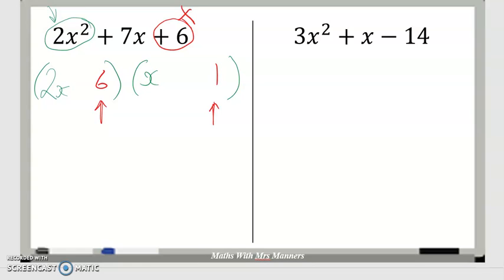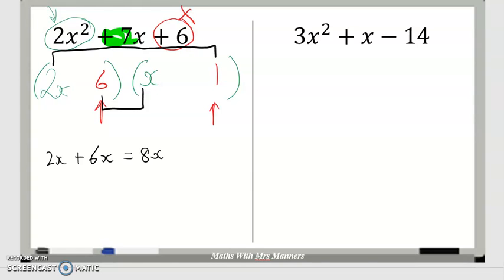All you have to do is check your choice. The way I like to do a check, and it's the same way as in the last video, is an outside-inside check. If I multiply the outsides, I get 2x. If I multiply the insides, I get 6x. At the beginning, you'll need to write this out, but once you get good at it, you'll do it mentally. Now, that's a problem, because my outside-inside check is supposed to give me this term, and it didn't, which means I've chosen the wrong numbers. So when you choose the wrong numbers, you just pick another pair.